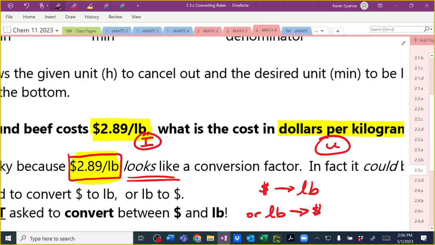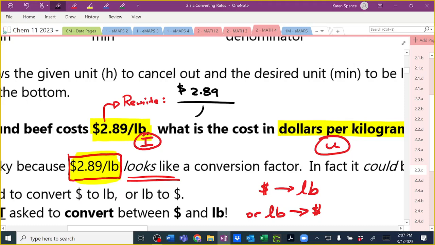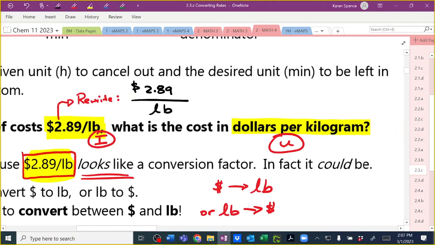Yeah, I should put one over top of the other, okay? So I should rewrite it. So I have $2.89 on the top, and I have pounds on the bottom. I should do the same thing with my dollars per kilogram. I should put the dollars on the top and the kilograms on the bottom. Okay.